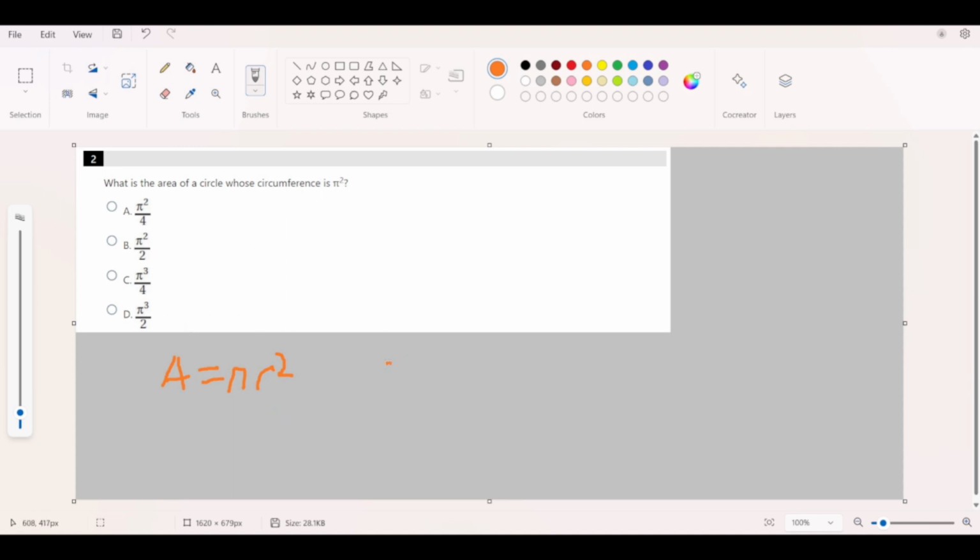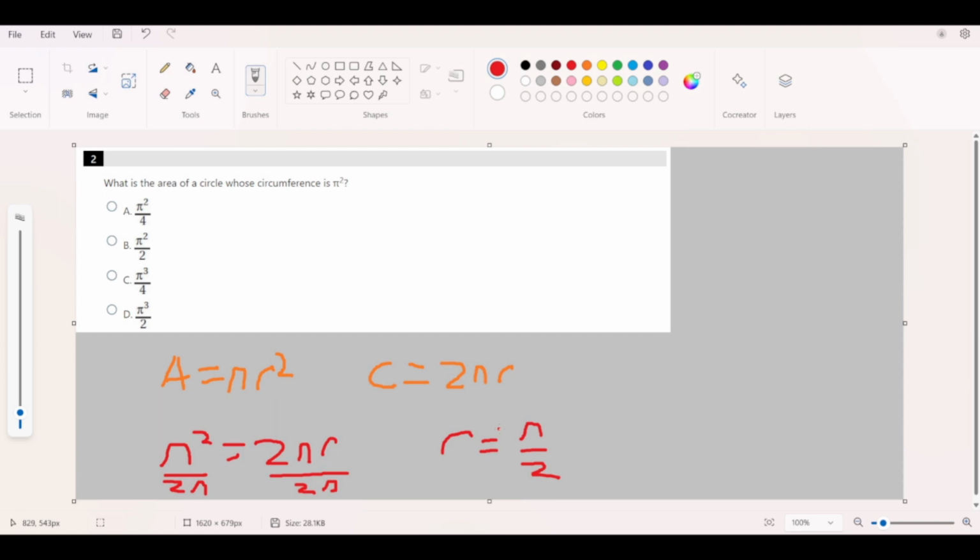And the equation for circumference is, your circumference is equal to 2 pi r, okay? Using algebra, we can solve with our circumference to find our radius, okay? To do that, we should do some simple algebra. Our circumference is pi squared, which is equal to 2 pi r. So we divide both sides by 2 pi, which would give you r equals pi over 2.